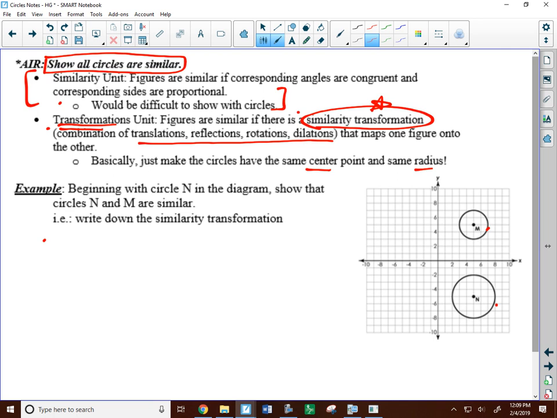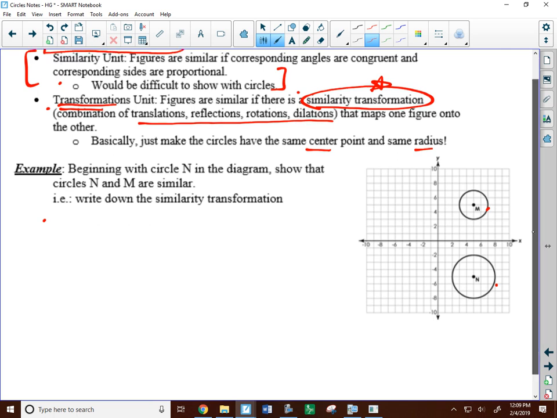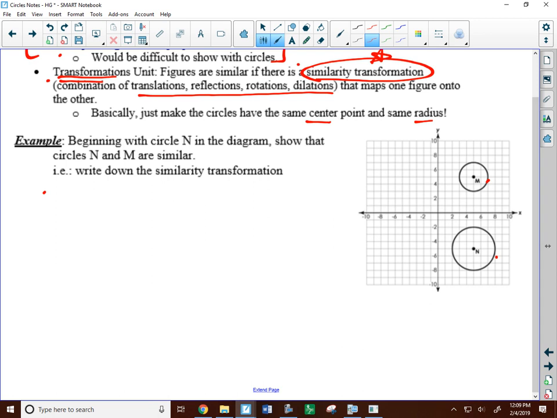Okay, so here's what we're going to do. Beginning with circle N in the diagram, show that circles N and M are similar. So we're starting with this circle down here. In other words, just write down the similarity transformation. That's all we're doing. All right, so we're starting with this one. We need to move it, certainly, and we also need to shrink it. So do you want me to make it the same size by shrinking first, or do you want me to move it up there? Shrink it first.